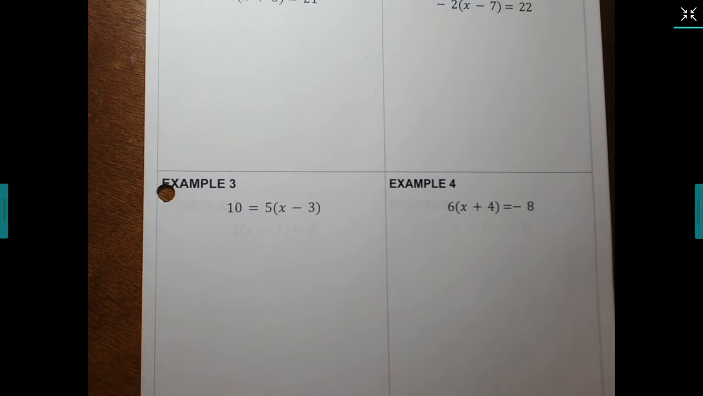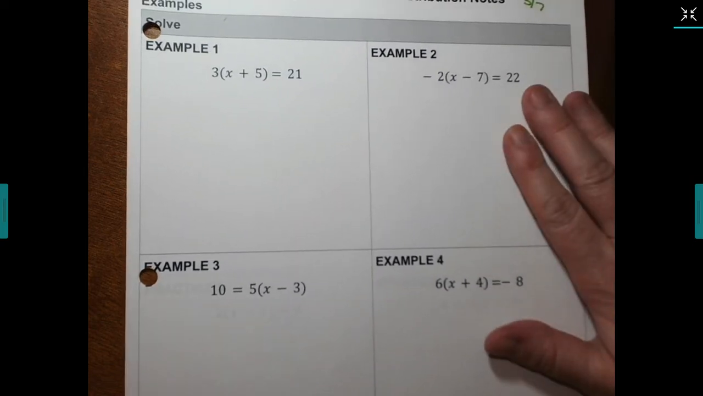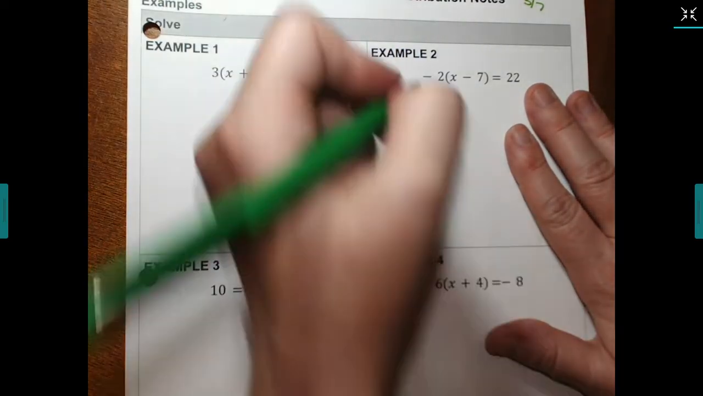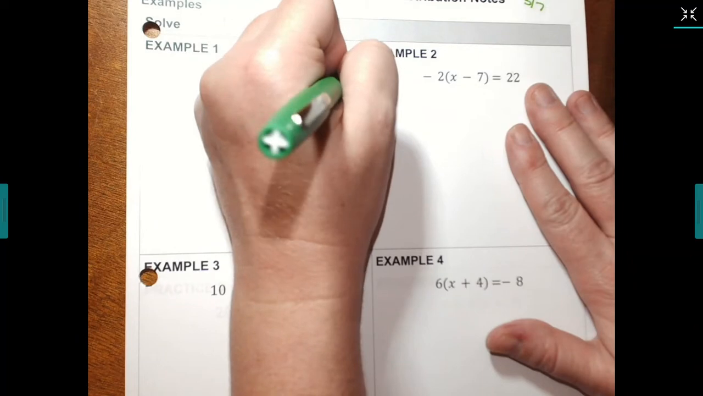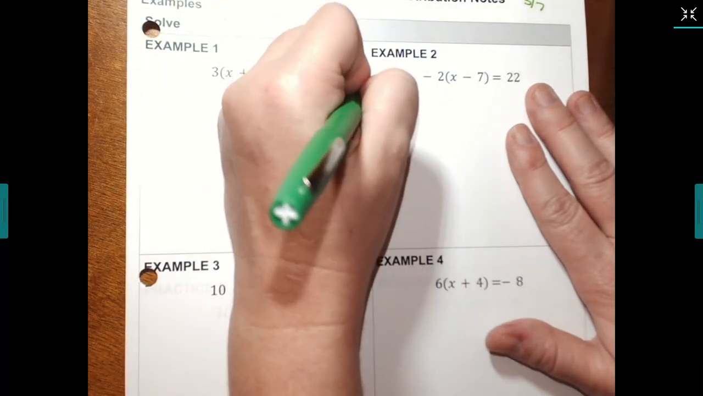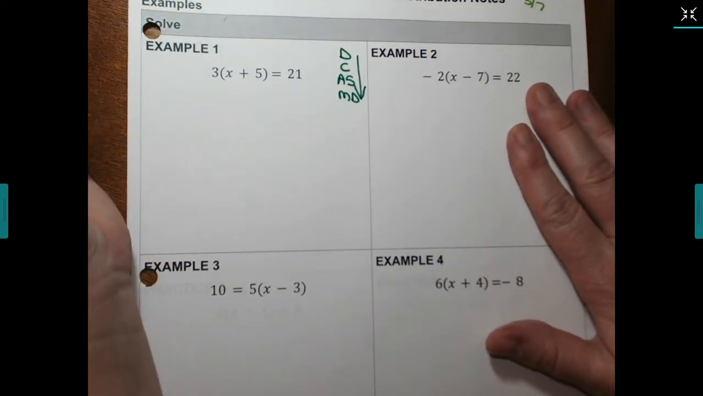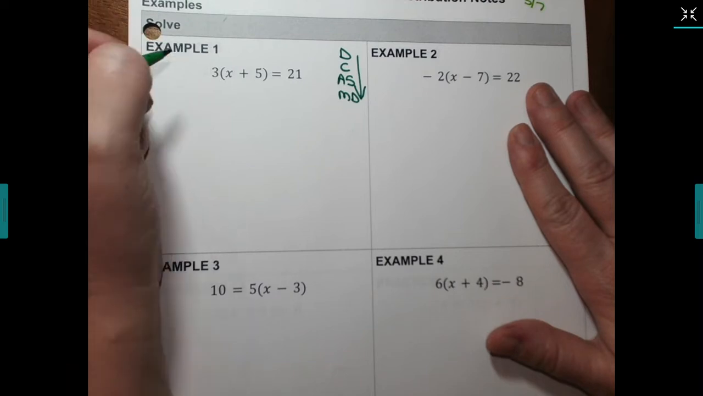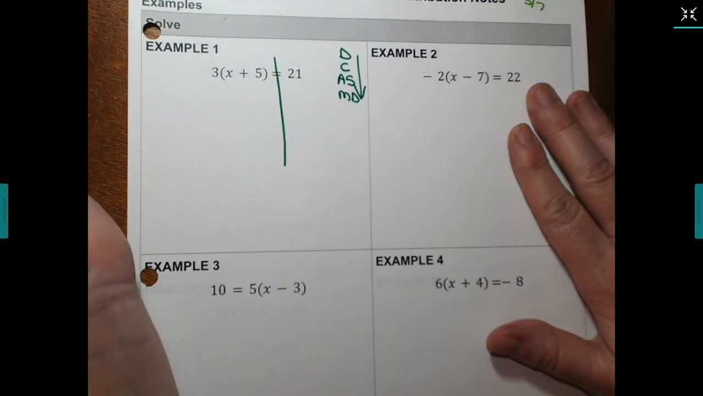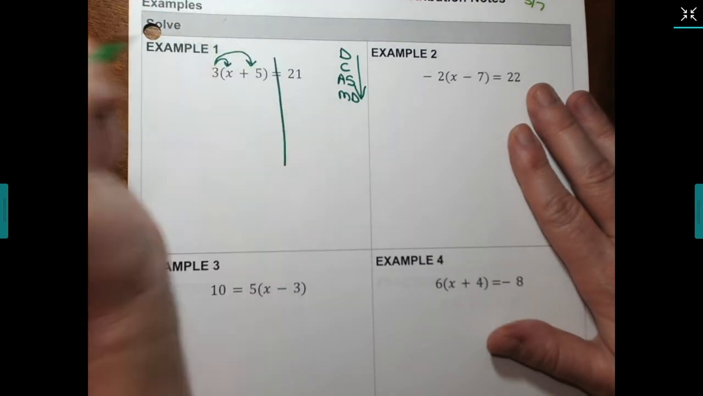Okay, I believe my next color is dark green. Remember, we're going to look for distribution, combining like terms, adding, subtracting, multiplying, dividing. That's the order we go in for solving an equation. These are examples about distribution, and I can distribute. First step, though, I'm going to draw my line.